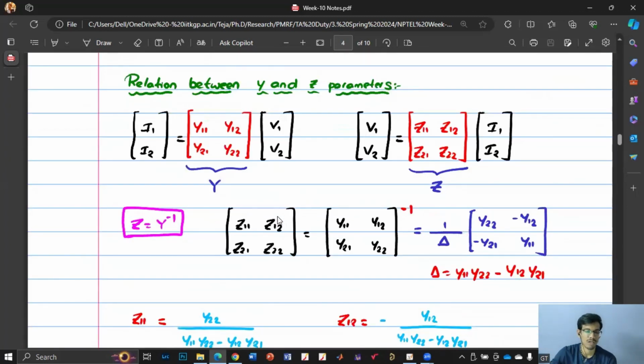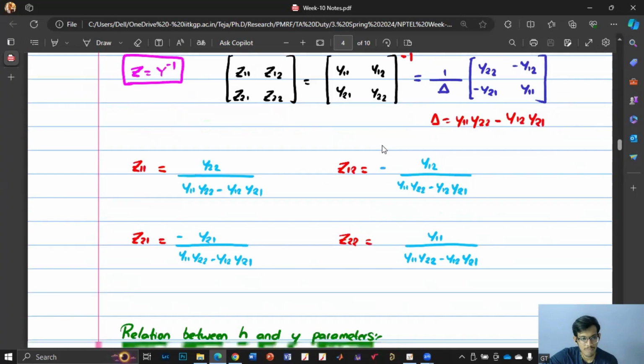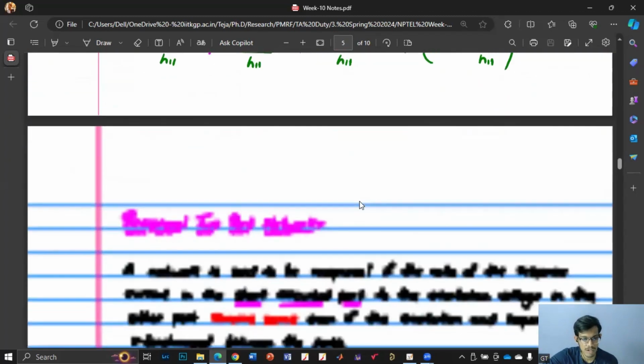Then we saw the relation between these parameters. So if we are given Y parameters, how to get Z parameters out of it, or if we are given Y parameters, how to get H parameters out of it. So we discussed how to get the relation between different parameters. Here we considered two examples. One is the Y and Z parameter relation, and then the H and Y parameter relation.